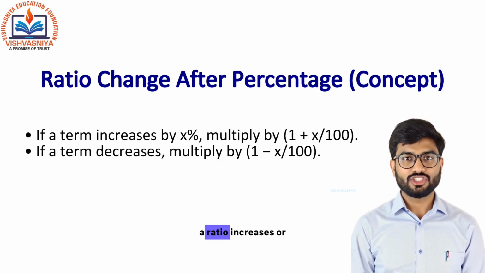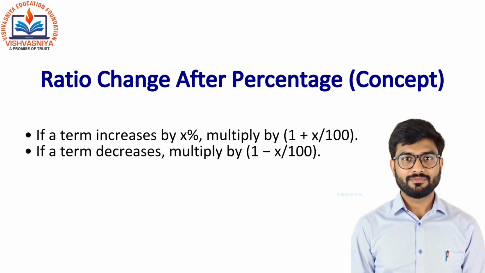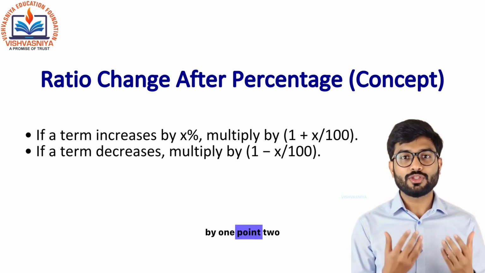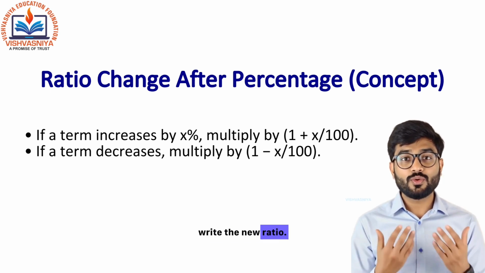When one term of a ratio increases or decreases by a percentage, multiply that term by the percentage factor. For example, a 20% increase means multiplying by 1.20. After adjusting the term, write the new ratio.